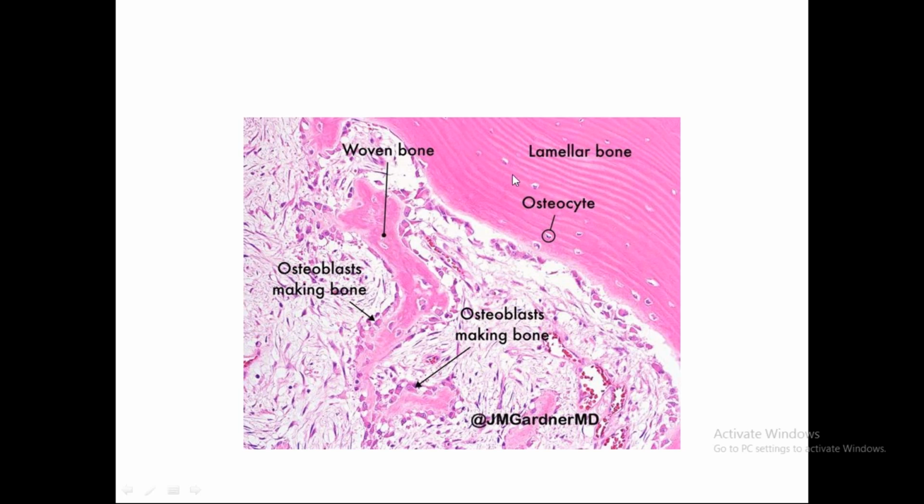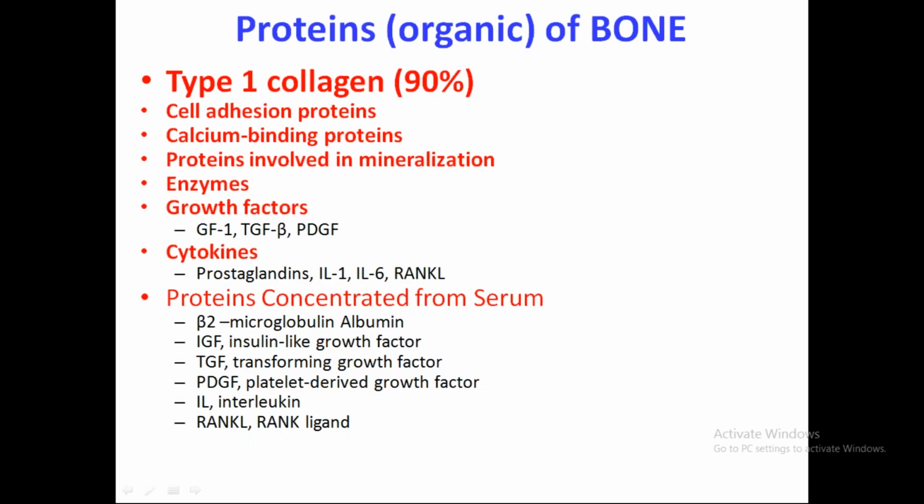But here we are seeing nicely lamellated bone, in layers, and scattered osteocytes. So this is an immature bone. This is a mature bone surrounded by the stroma.